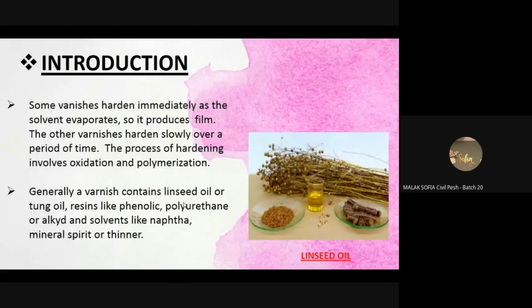The hardening or producing of a film of varnish depends upon the solvent being used. If the solvent evaporates early, this varnish hardens slowly over a period of time. It basically depends upon the evaporation of the solvent, and then the process of hardening is based upon oxidation and polymerization. As we have already read, oxidation and polymerization have been discussed by sir in the plastic topic. Anyone who can tell me about polymerization?